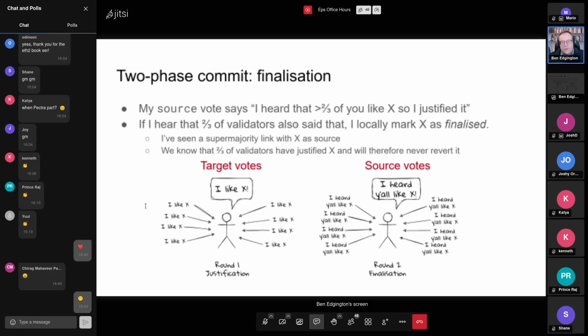My source vote is reflecting back to the network what the network has just told me, and this is why we have two phases. It's a classic part of the mechanism and very hard to explain, but you can read more about that. My source vote is saying I heard that more than 2/3 of you like X, so I justified it, and you broadcast that to the network. This is my justified checkpoint. If I hear that 2/3 of validators also said that they justified checkpoint X, I can mark it as finalized now.